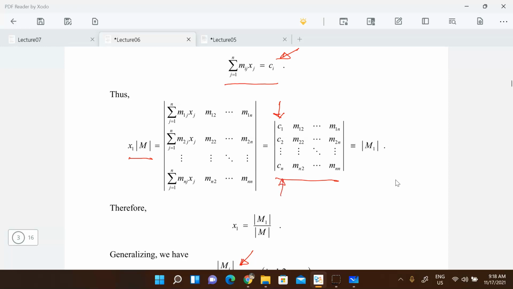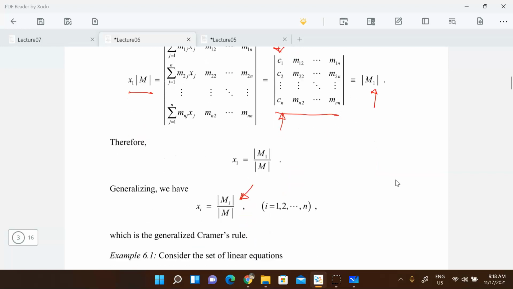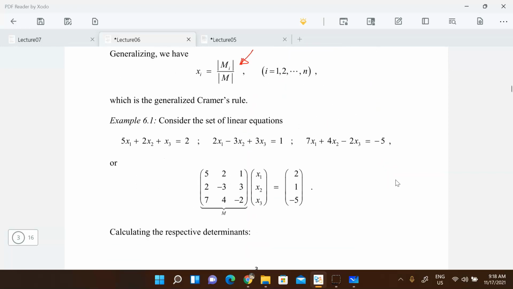replacing your first column by the right hand side. Okay, so this is m1. So if mi, then you replace the ith column of m by c's, and then take the determinant. So essentially now that tells us, okay, these are just your generalization of Cramer's rule for the case of two simultaneous linear equations.